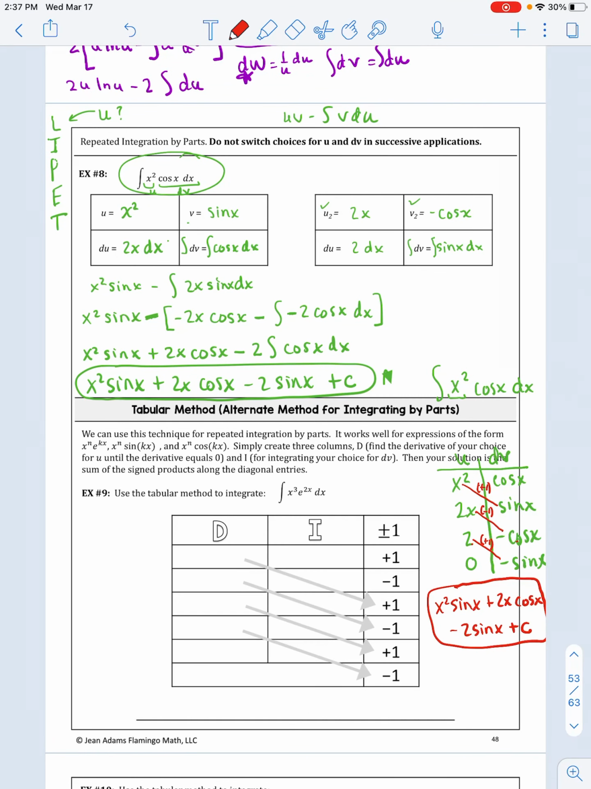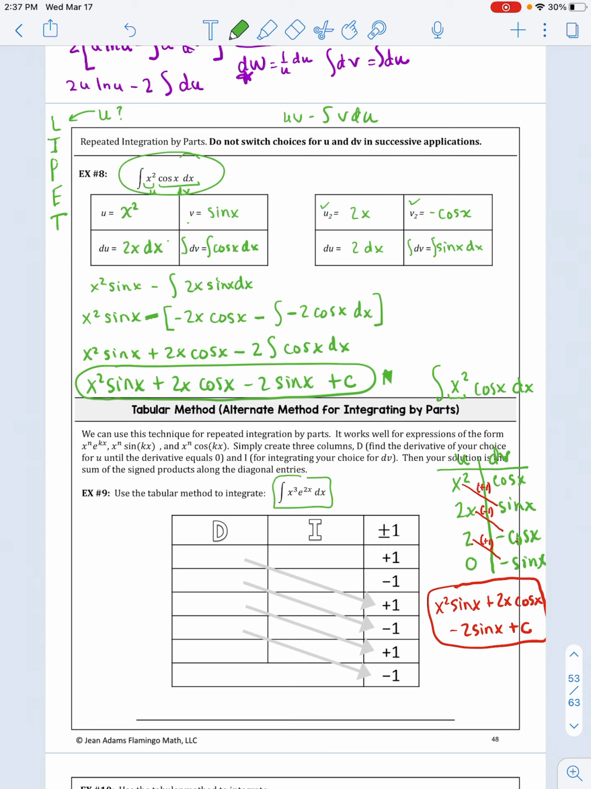Okay, and I'm back. So anyway, I wanted to show you how you could get the same answer to example number 8 by using tabular. So now let's use tabular to solve example number 9.